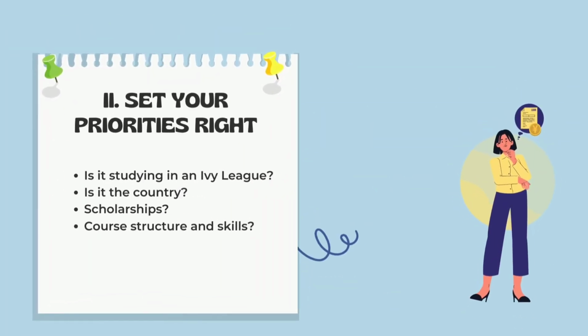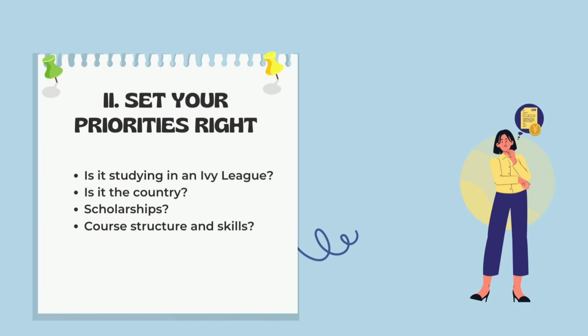The second step in your application journey would be to set your priorities right for course selection. These priorities again would depend upon your rationale or your reasons for application. Is it the university or its branch that you are prioritizing? For example, are you interested in the tag of being an Ivy League student? Or is the country your priority? Do you have a particular preference for the US over Europe or any other country?